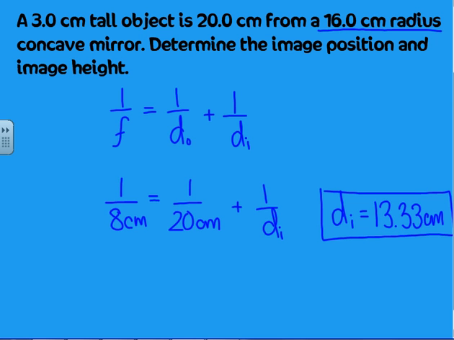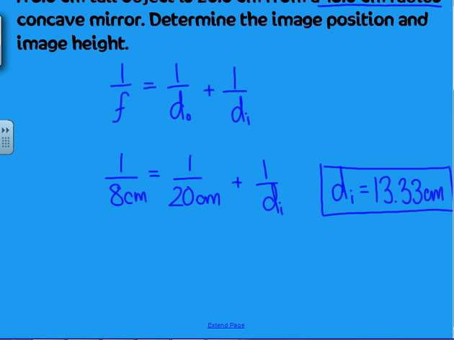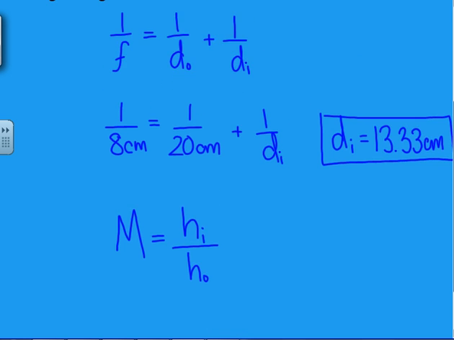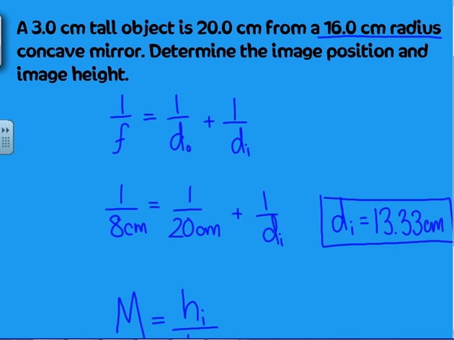We're also asked to find the image height. We only have one equation that includes image height. That's the equation that says magnification is image height divided by object height. Now, I know from that second scenario that my image is inverted. So my image height should be negative. I also know that my image should be smaller than my object. My object height is 3 centimeters. So I should be getting a number that is less than 3 centimeters and is negative.